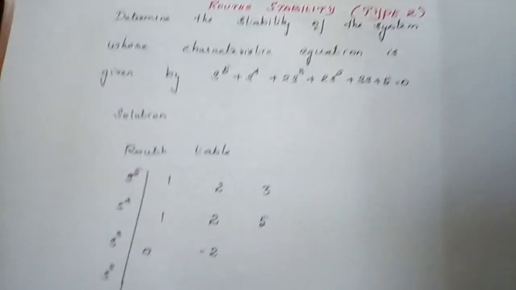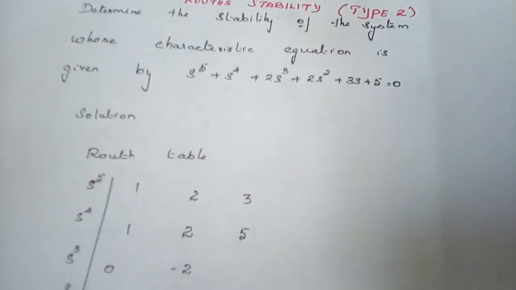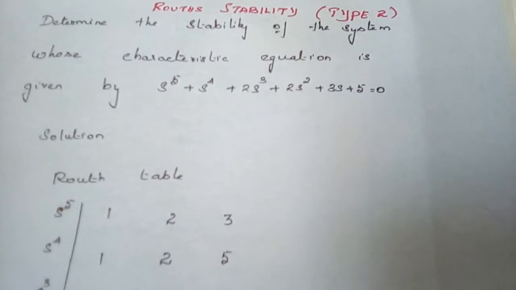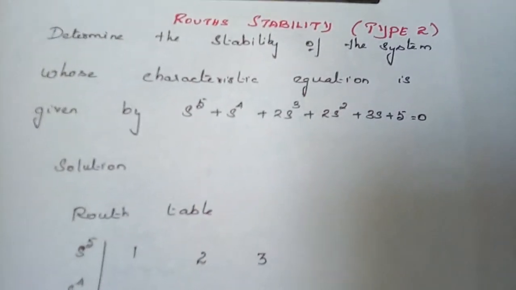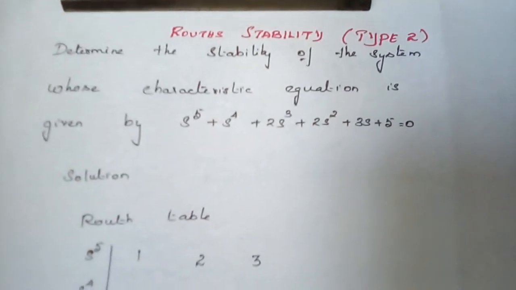Welcome to my channel. Today in this session, let's see the Routh stability criterion problem. This is the type 2 problem. Already we have discussed the type 1 and type 3 problems.